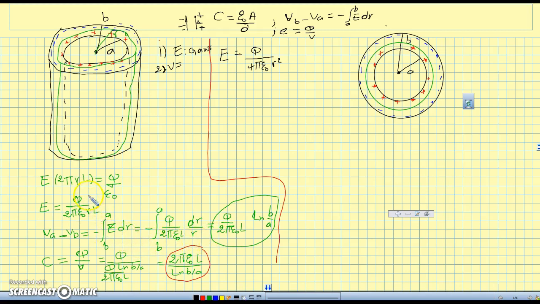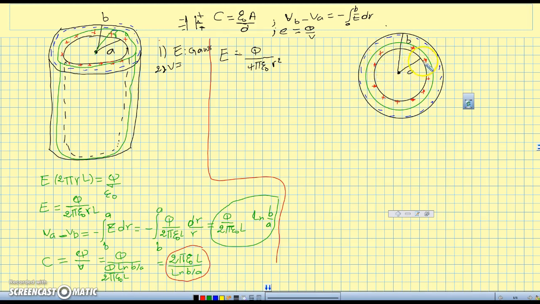So these are the steps: find E, find V. Now the definition of C is the charge over the voltage, Q over V, and Q is just Q, and this is V. Reduce everything, and this is the capacitance. So it's 2 pi epsilon 0 L over natural log B over A. Notice again, the capacitance is not a function of the voltage or the charge, it is a function of the geometry, the length and radii. Let's apply the same thing to two concentric spheres.